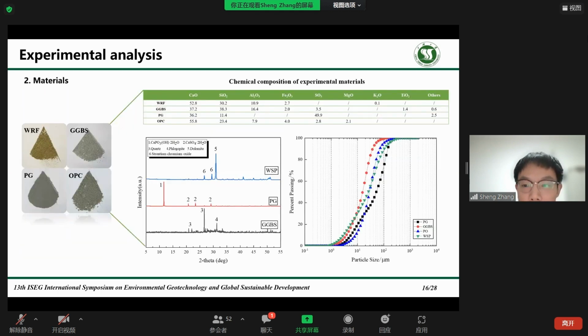Then the chemical composition and mineral composition of the test materials are analyzed, and the results are shown in the figure. Among them, the chemical composition of rock fine is mainly calcium and silicon oxide, and contains a small amount of iron and aluminum oxide.